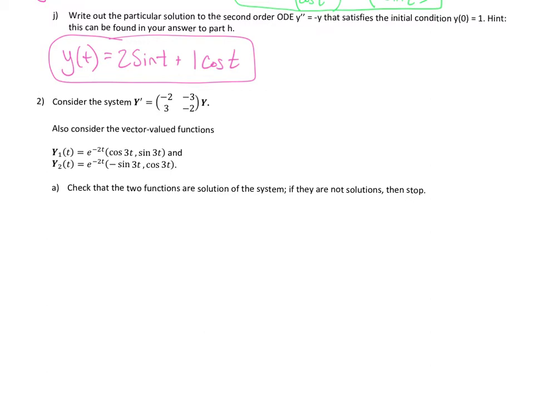Okay, so for number 2, we're going to consider this linear system and the vector valued functions y1 and y2. And we want to check that these two functions are solutions of the system. If they're not solutions, we stop. Before I even start trying to check, I'm just going to translate everything that I'm given. It's given in vector and matrix notation. I'm going to translate it to equations, take it out of this notation and put it into one that we're more familiar with.